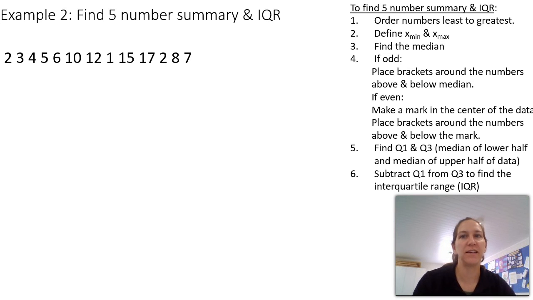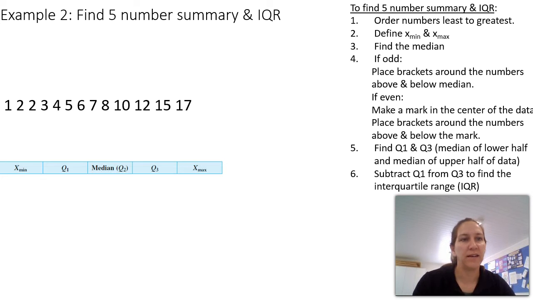Okay, if I have another data set, first thing to do, yet again, order them from least to greatest. So we've gone ahead and done that. Next step, we want to find the minimum number, read it straight off, 1 again. Okay, maximum number, again, 17. Okay, next step, I want to find the median.